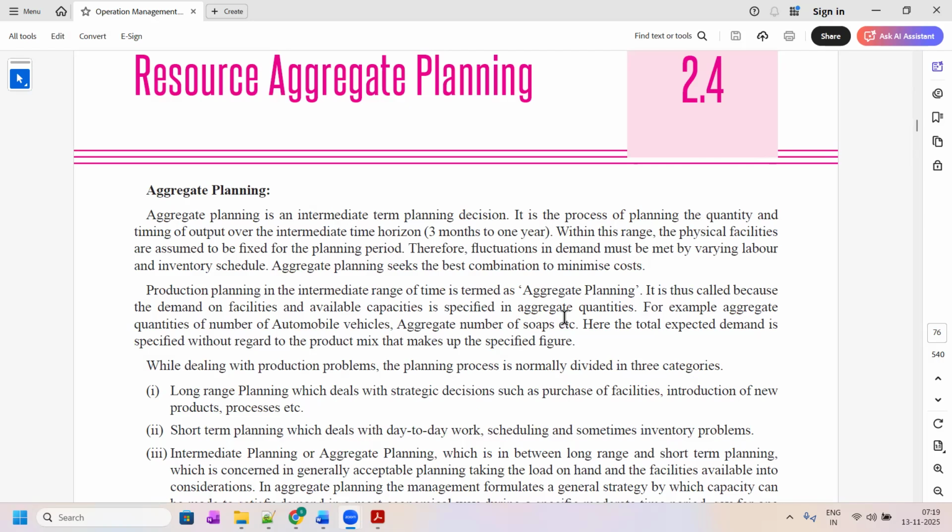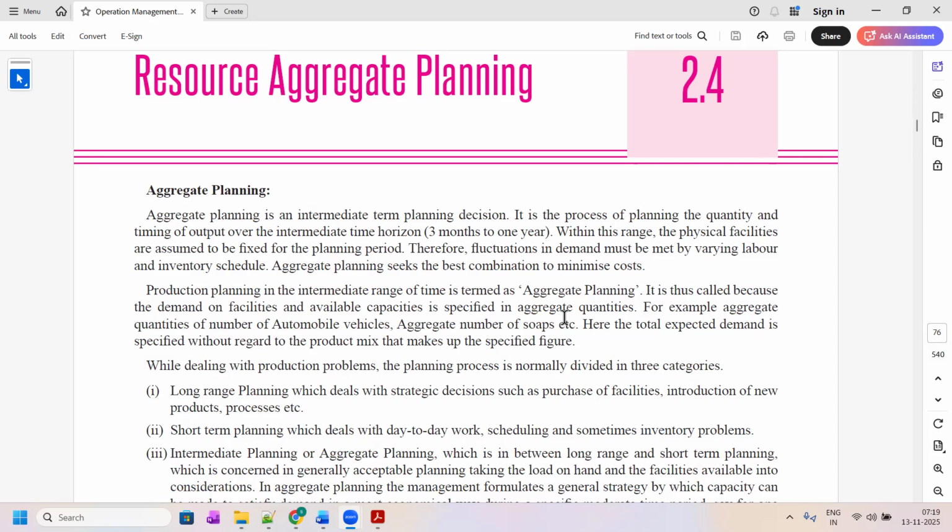We discussed different kinds of layout: process layout, product layout, cellular layout, fixed position layout. Now in this chapter we'll focus more on raw material. Last chapter we focused on the layout and planning. This chapter will focus on the resource, the raw material. So we'll talk about the features of that resource.